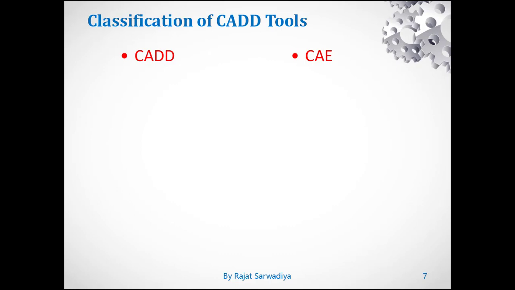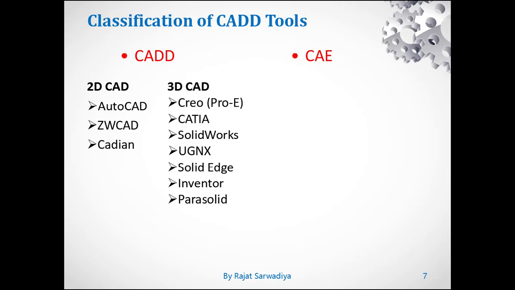In computer aided designing and drafting, we have 2D CAD tools. Now when I am saying 2D CAD tools, here CAD is actually referring to computer aided drafting. For 2D CAD we have AutoCAD, ZWCAD, and many more tools available which industries are using as per their own convenience. Similarly for 3D CAD, here now CAD is referred to as computer aided designing.